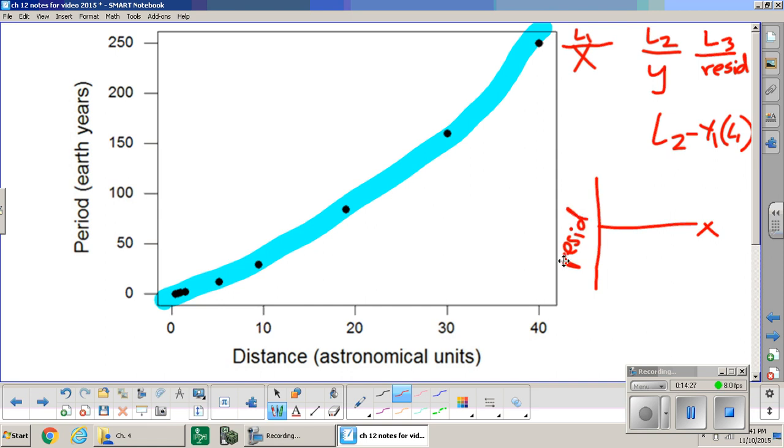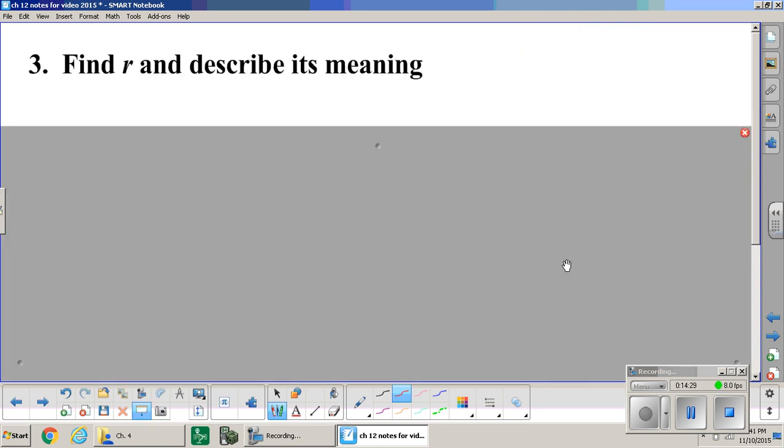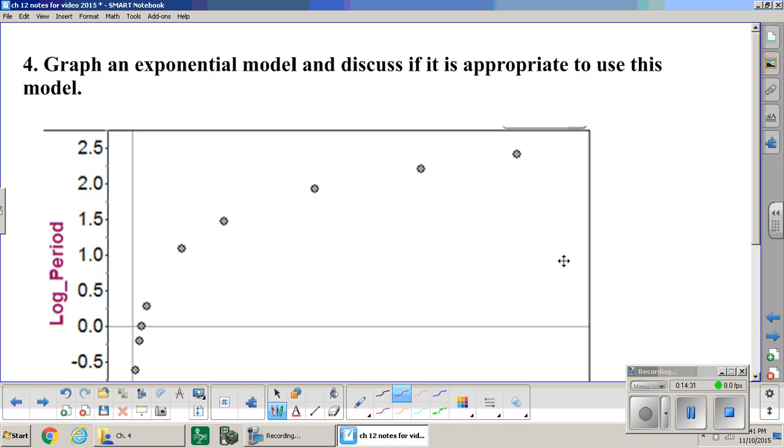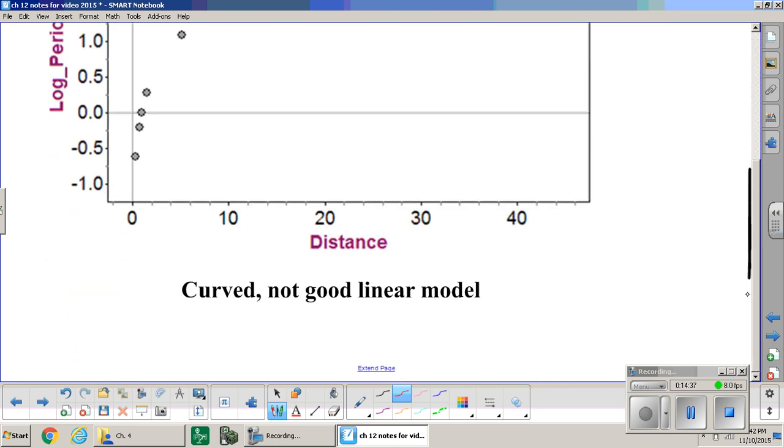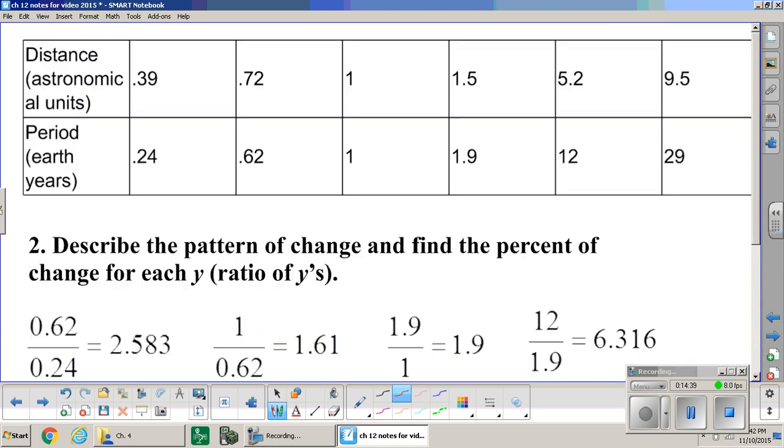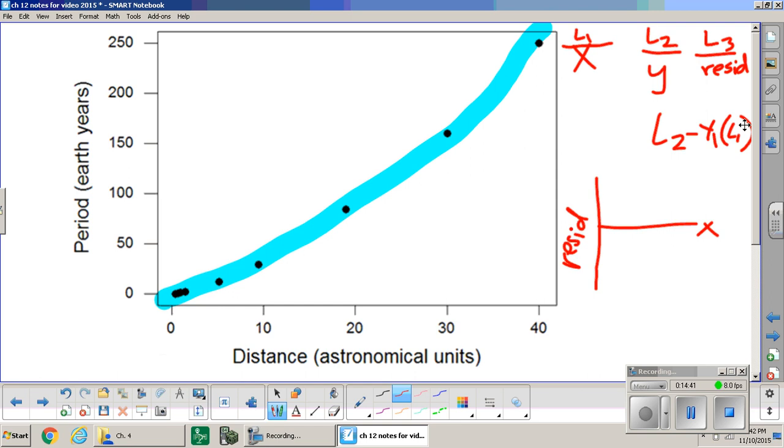And yes, you quickly came across the fact, whoops, where's my residual plot? Sorry, I'm out of order. So my residual plot clearly shows, oh, that's not it either. I guess I deleted my slide with my residual plot, darn it. So yes, you can see from the residual plot on your calculator that it's definitely a curve, therefore not linear.